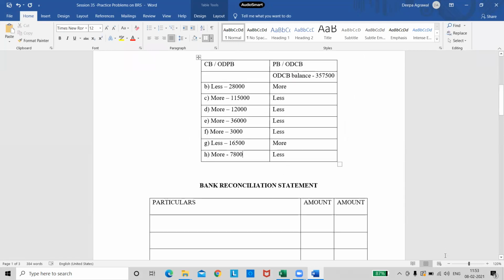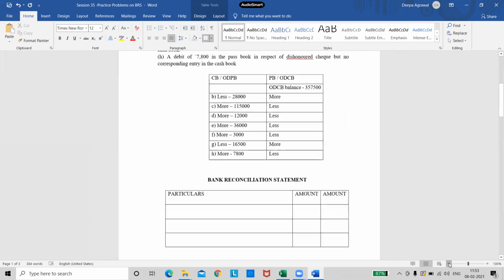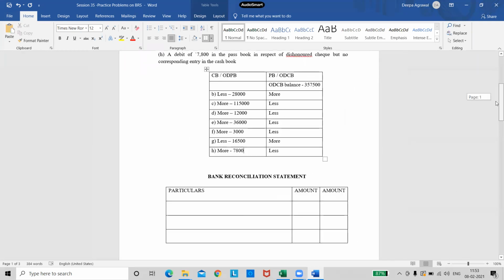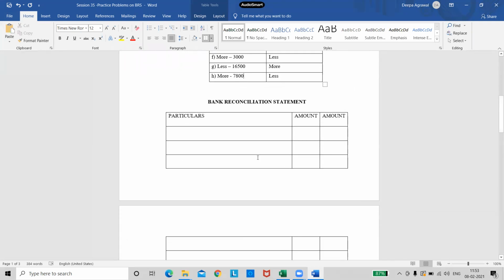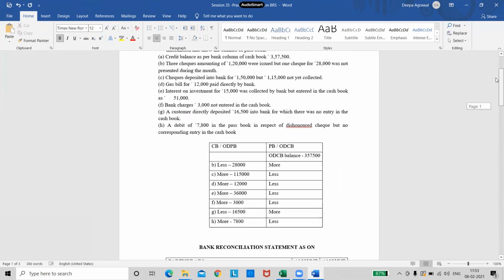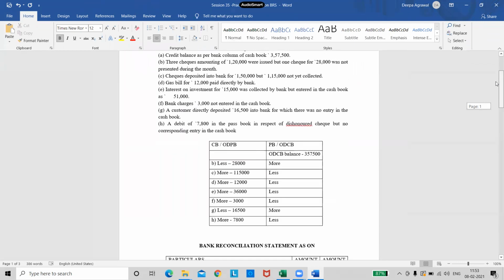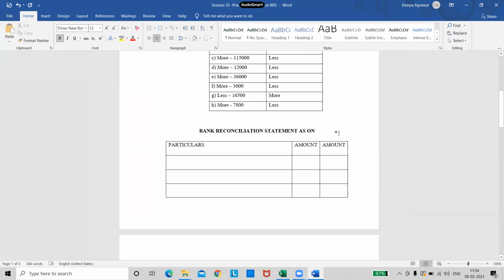No, ma'am. No? Okay, so then I will start off with the problem. We will start with writing the BRS statement. First we need to put the date here. So I put the heading, bank reconciliation statement as on. Let us see what is the date given. The date is given as 31st October 2018. So I will write the date here, 31st October 2018. And my pro forma is ready.